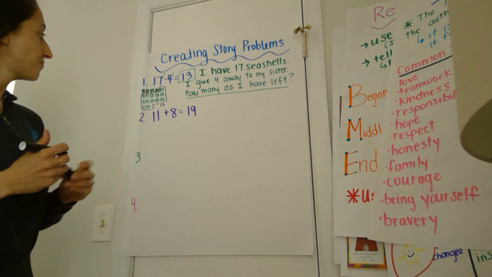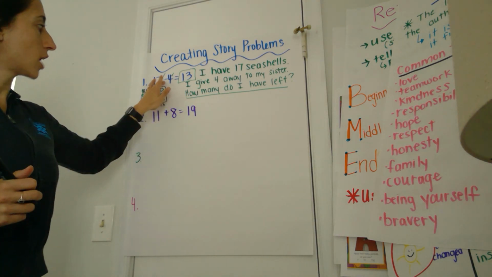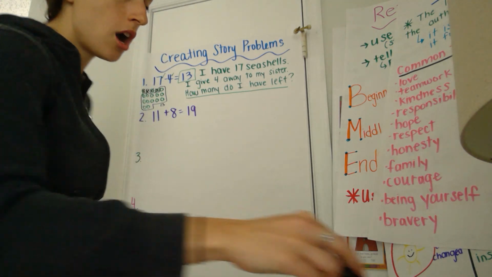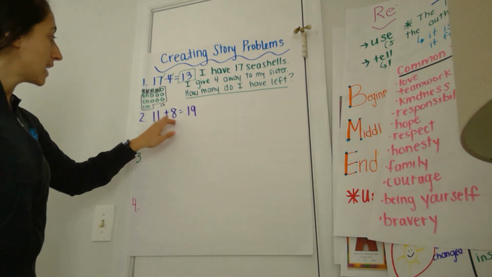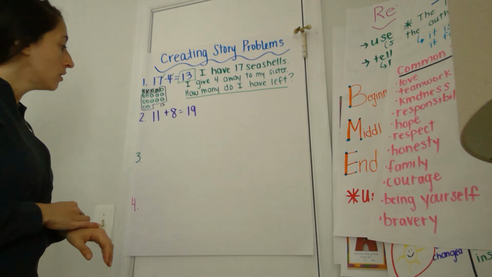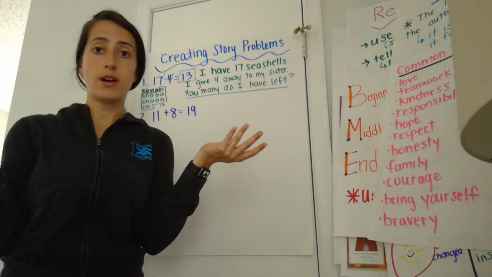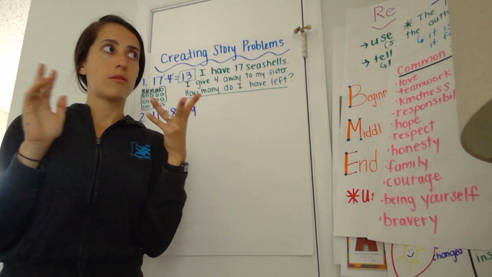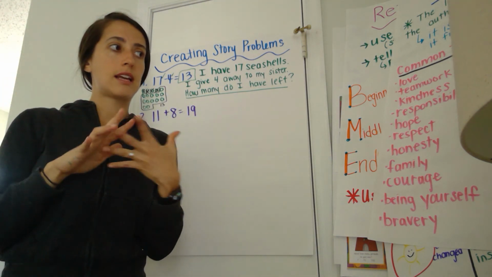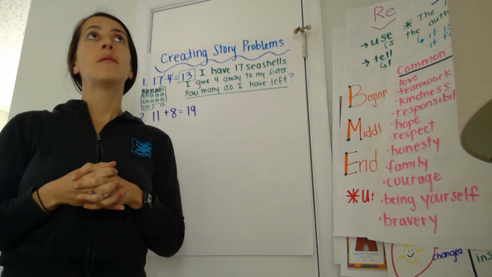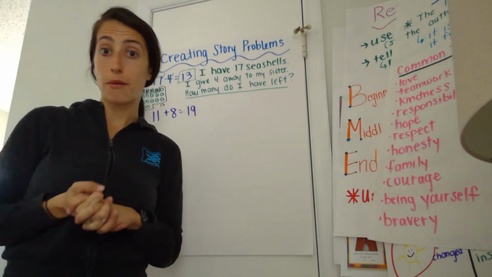Okay? All right, let's do another one. So that was subtraction. Let's do addition. How can we make up an addition problem? All right, so I have 11 plus 8 equals 19. So again, it's my problem. I get to do whatever I want. What's 11? What do I like that I'd want more of? I'm going to choose flowers.